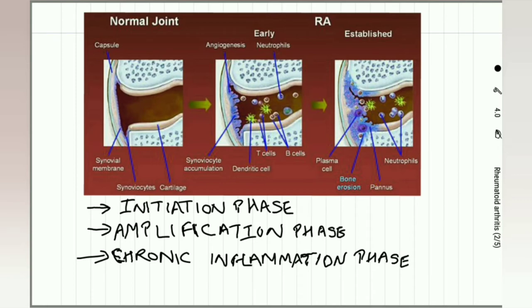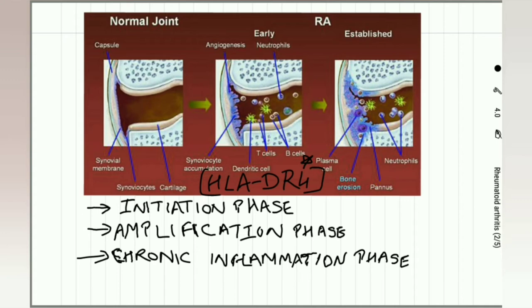So now let's move on towards the pathogenesis of rheumatoid arthritis. Before that, we have two main high yielding points to note. There is a susceptibility gene for rheumatoid arthritis, which is known as HLA-DR4. It's a very important question in the PG examination. Never forget this gene, HLA-DR4, which is a susceptibility gene for rheumatoid arthritis.